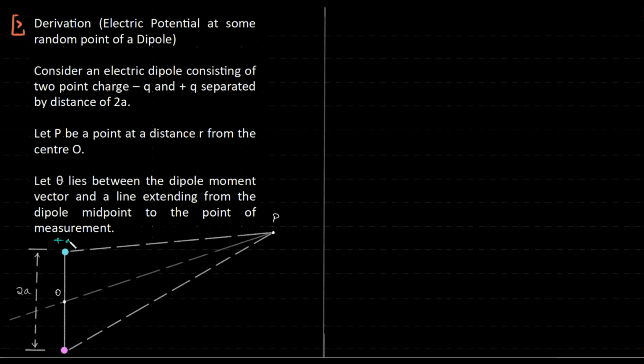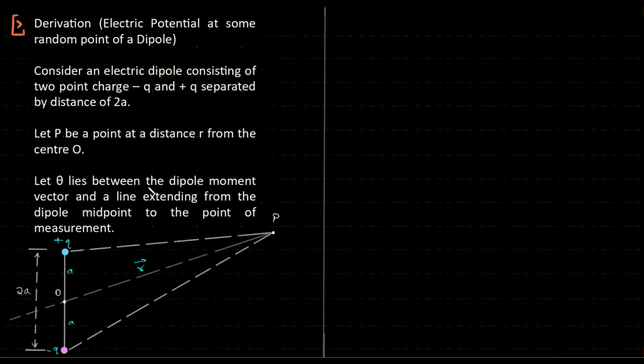Say let this be plus q and this be minus q, separated by a distance of 2a. Say this is a and that's a, and this is your center O. Let P be a point. Sorry, this is O, my bad. This is point P, which I've already written over here, at a distance of R from O.